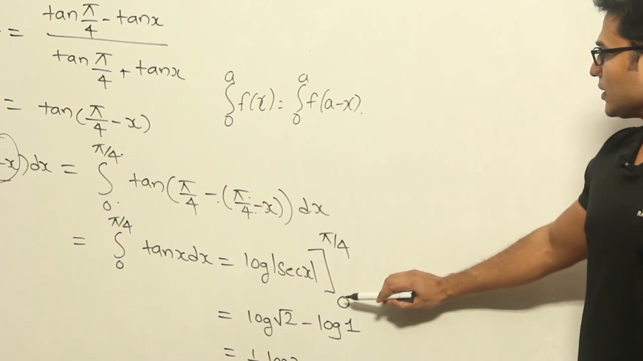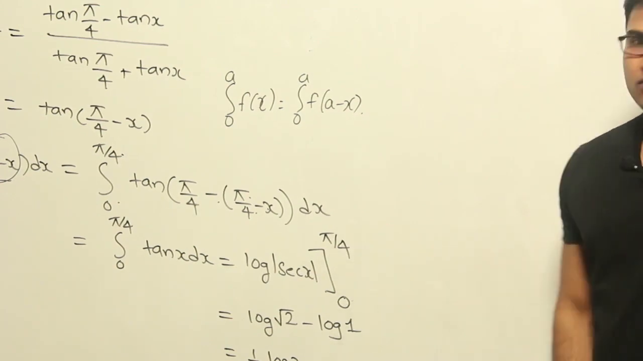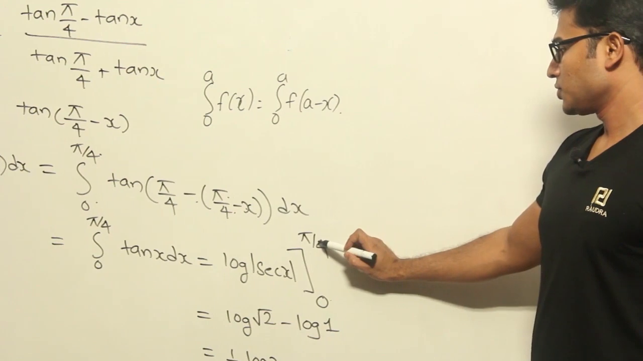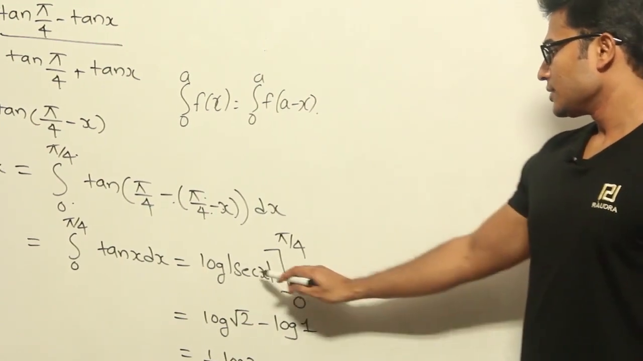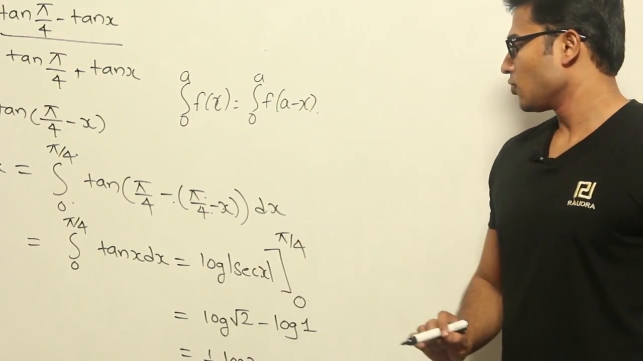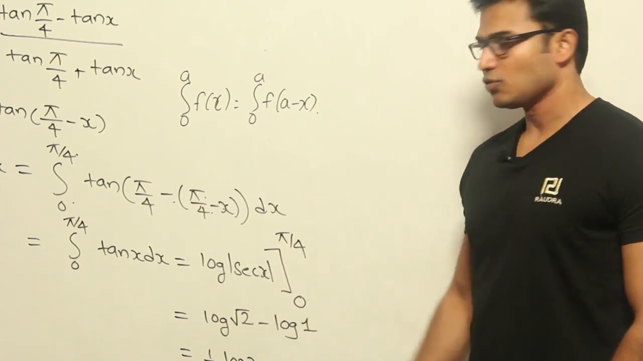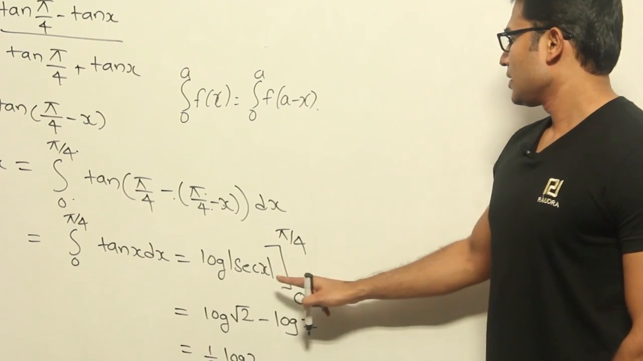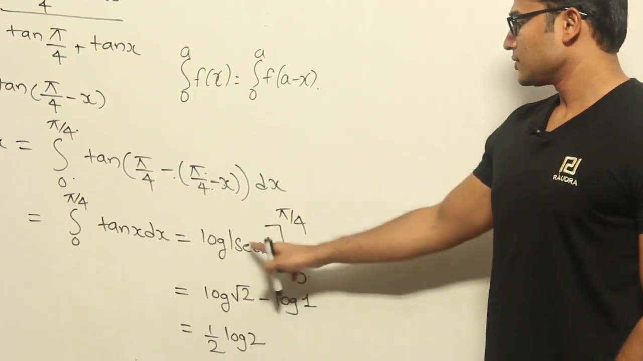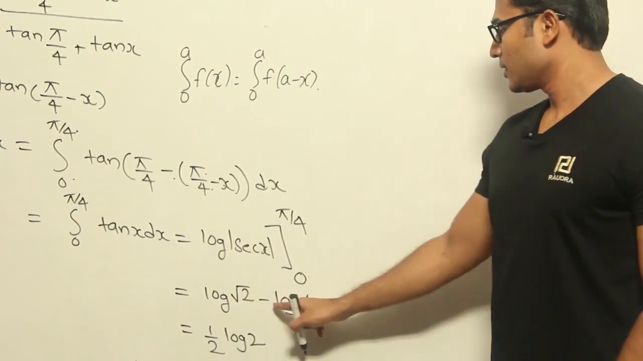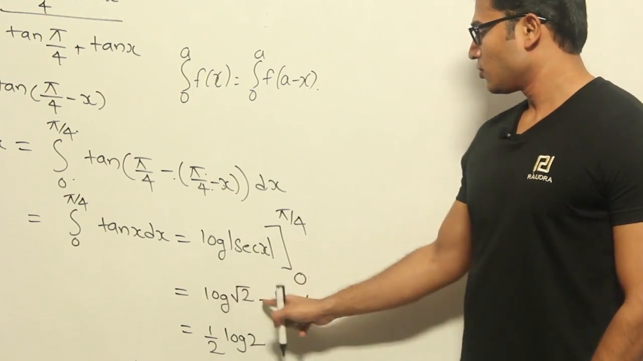Now the limits are from 0 to pi by 4, right? So you are going to substitute in place of secant x pi by 4. Now secant pi by 4 is going to be root 2, right? Minus secant 0. So secant 0 is 1, minus log 1, right? So log root 2 minus log 1.